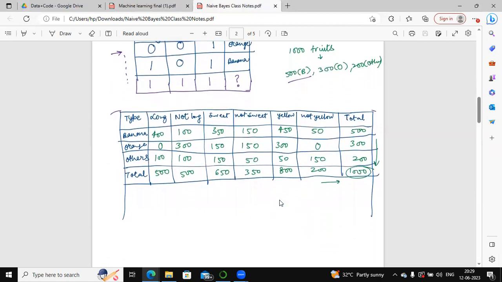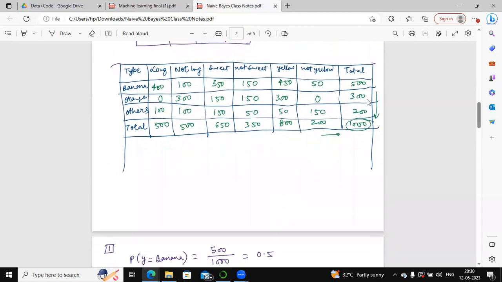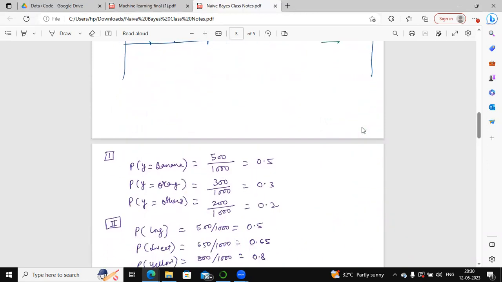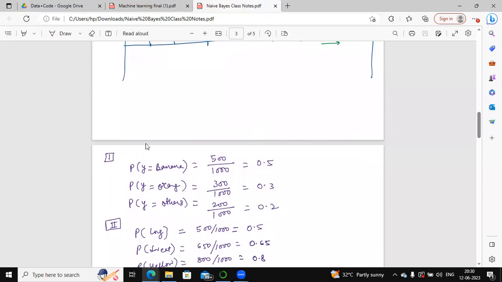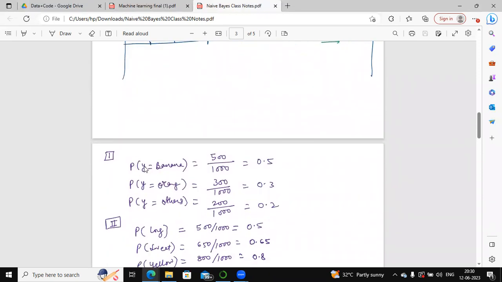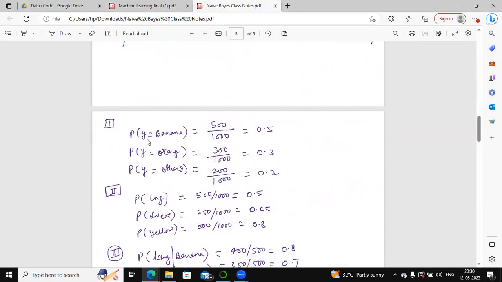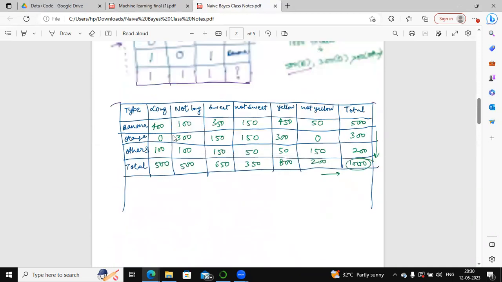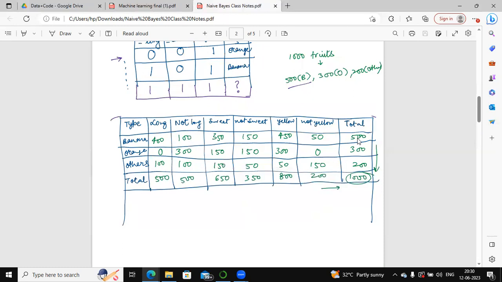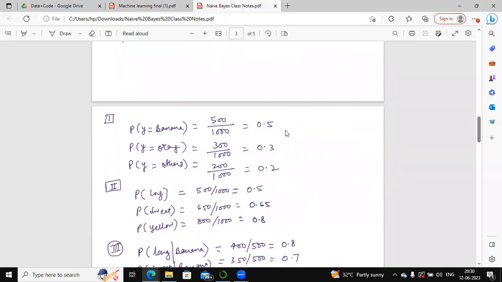And now you have this tabular column. The total number of fruits is 500 plus 300 plus 200, that is 1,000. Now what is the probability of banana? Here, we have mentioned probability of y is equal to k. Instead of k, we have y is banana. So how many bananas are there? 500. And how many total fruits are there? 1,000. 500 by 1,000 is 0.5.